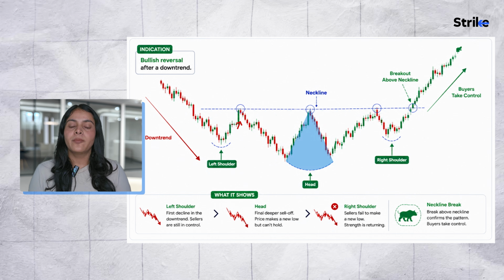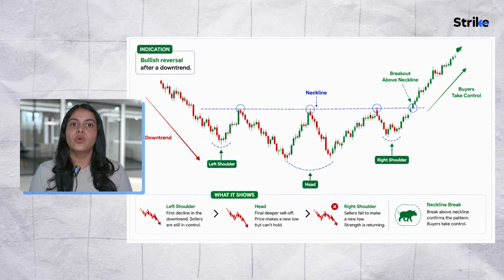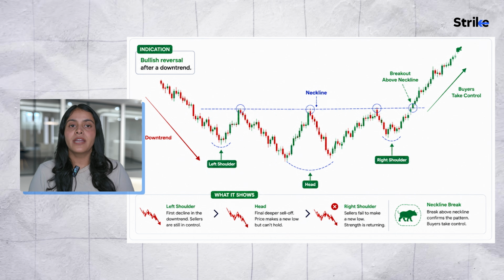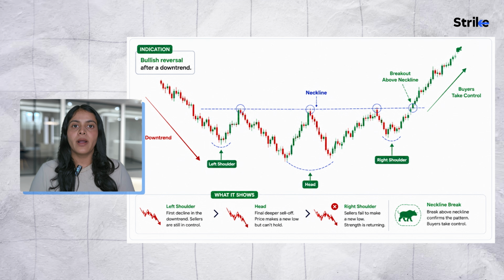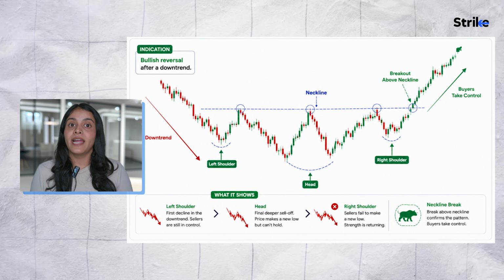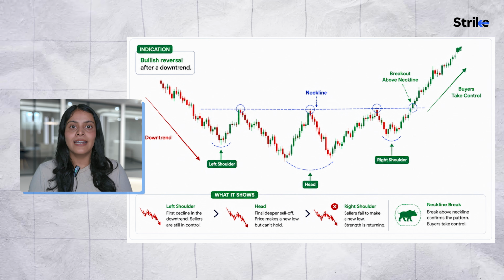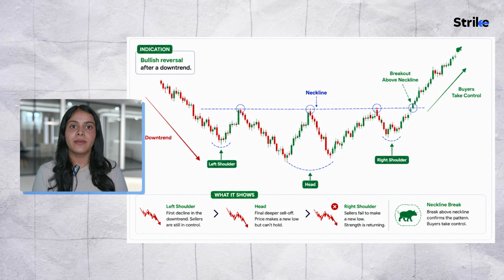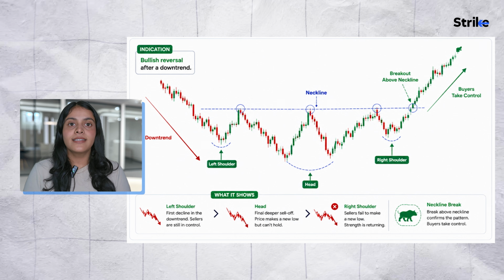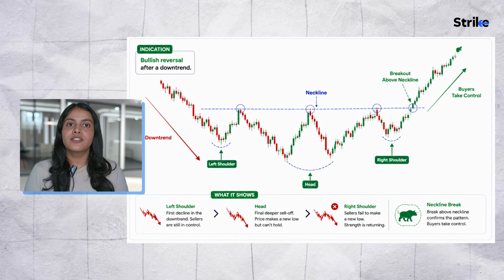Second one, the head. Price falls again and creates a lower low. This forms the head. But after making the new low, strong buyers emerge. So psychology behind this is also very simple. That is, this is where smart money may start accumulating. Sellers are still active, but momentum starts to slow down.